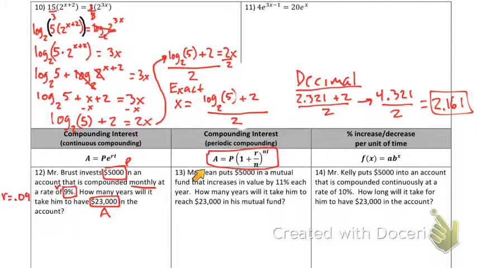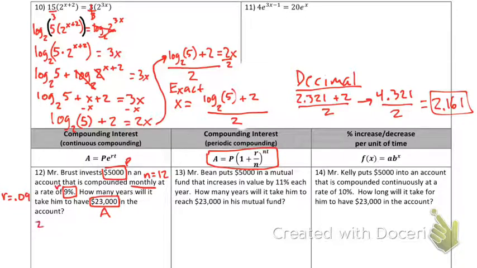Because if you recall, our N value is monthly. This is my N value. And how many times does monthly happen in 1 year? It happens 12 times in 1 year. So my N value is 12. So we're going to plug all this into that formula.